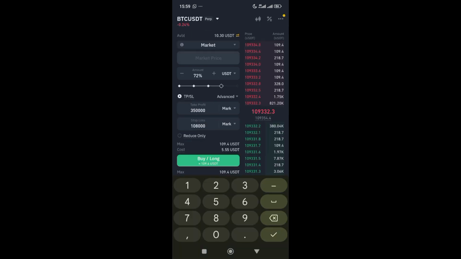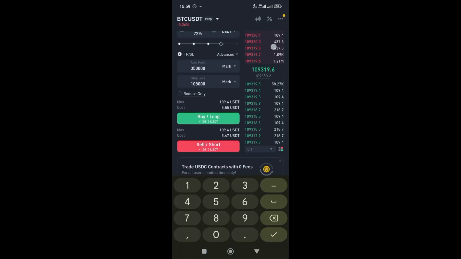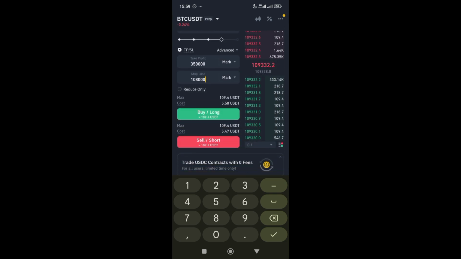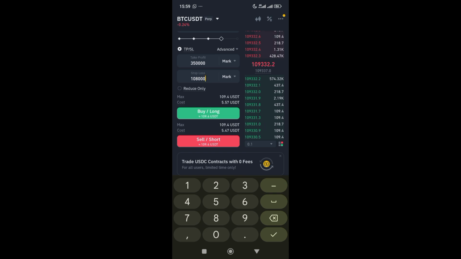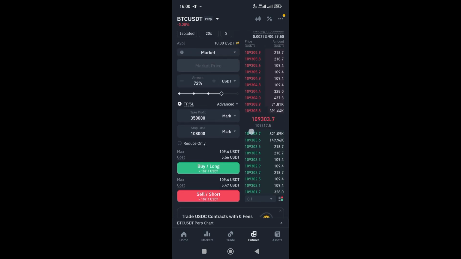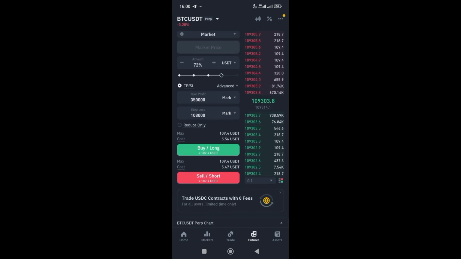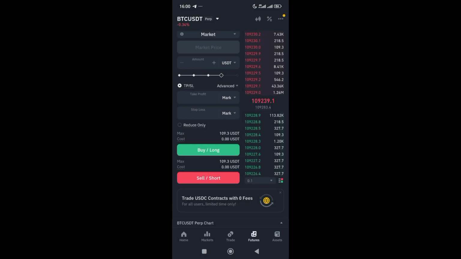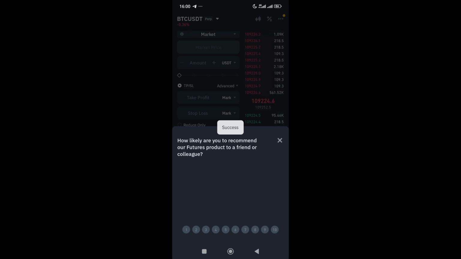Right, I had to change the figures, and there's something I really want to show you. Over here we have 10.30, and this is where to know how much cost you are using. This is the place to know the cost. 5.47, that's what I use there. Okay, so I'm going to click on buy right now, and also click on confirm. Success, the trade has been executed.